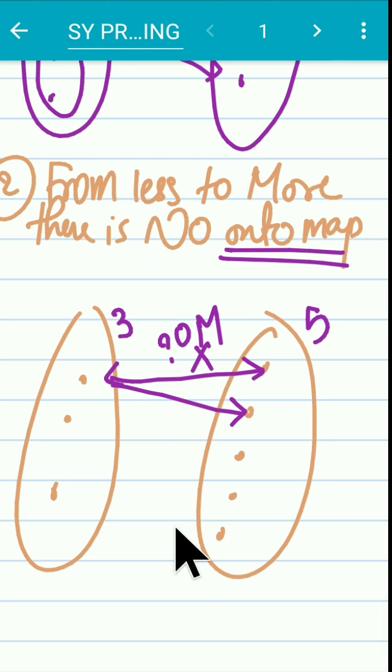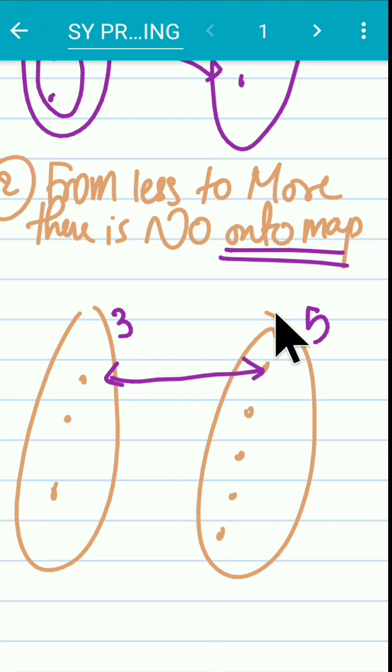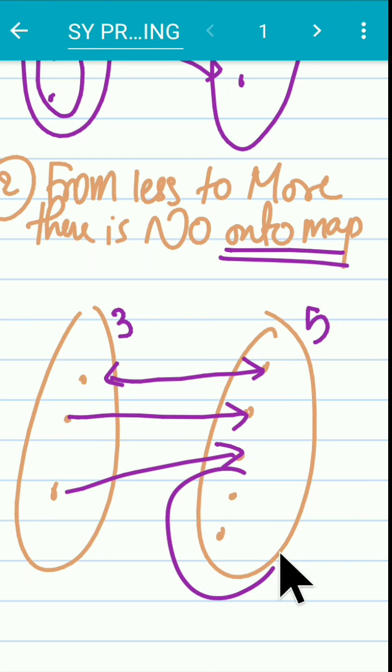So if the function is not well defined, we don't talk about one-one and onto. So we know that this thing cannot be possible. So this second map should be like this, correct? It should go to some different point. Also this should go to the third point, and this third point will be left. So from less to more there is no onto map.